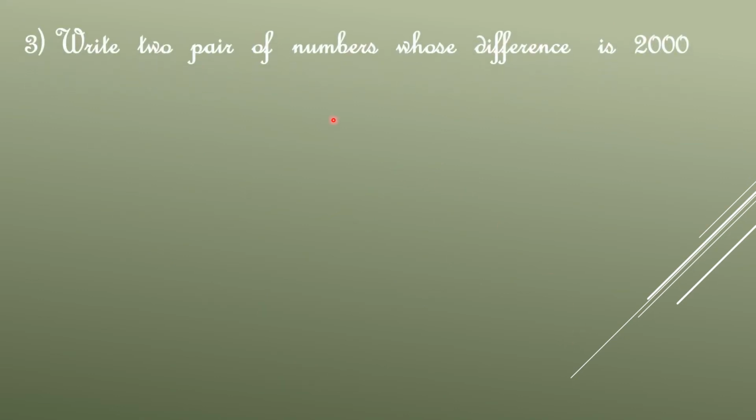Okay children, this is the last one. Write two pairs of numbers whose difference is 2000. Now here you don't have to subtract horizontally, but you have to find two numbers that when you subtract you get the answer 2000. Now difference is minus. Remember, the word difference stands for subtraction. So I have to find out two numbers that when you subtract them you get the answer 2000.